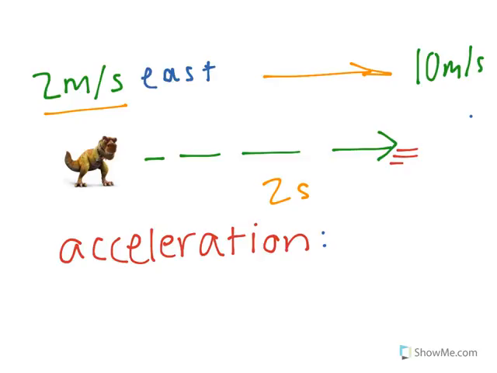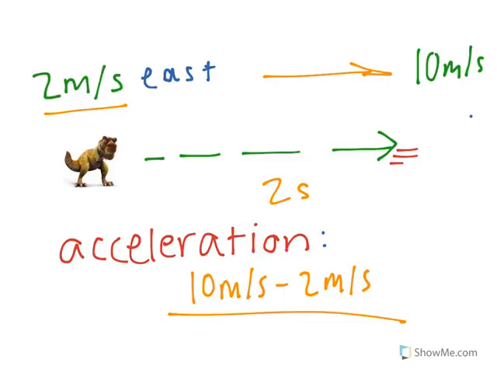Let's see here. His final velocity, 10 meters per second, minus his initial velocity, 2 meters per second, over the change in time, 2 seconds. This is equal to 8 meters per second per 2 seconds, or 4 meters per second squared.